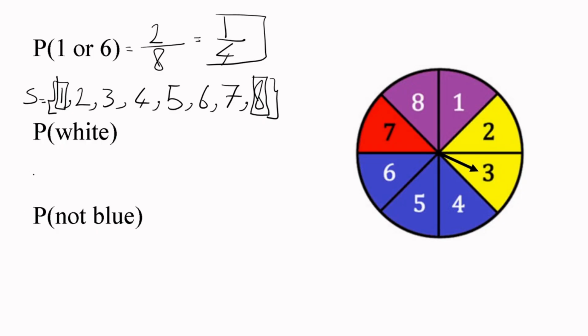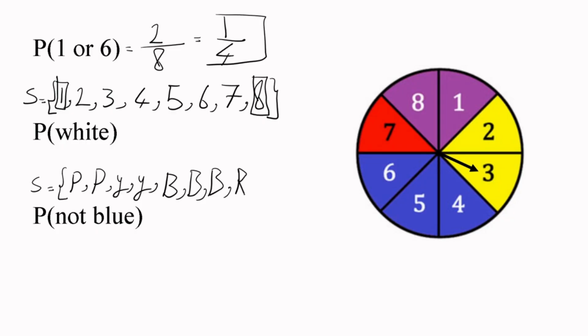White. Let's write the sample space based on the colors. Purple, purple, yellow, yellow, blue, blue, blue, and red. I want to find the probability of getting white. Can you see any white color here? No, of course, in the sample space, we cannot find any white color. So what is the number of favorable outcomes? It's gonna be 0. And how many possible outcomes do we have? 8. It's gonna be 0. It means it is completely impossible.